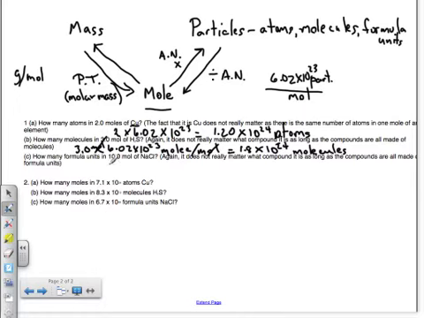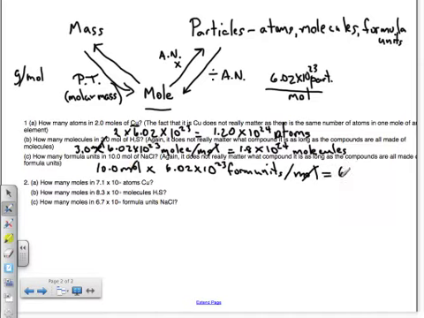And then last, how many formula units in 10 moles of sodium chloride? Because that's an ionic compound, metal, nonmetal, we don't call it molecular. So I'm writing it all out with the units, formula units per mole. And the moles cancel, and you end up with the particles, and that would be 6.02 times 10 to the 24th. Okay? So mole to particle and back.